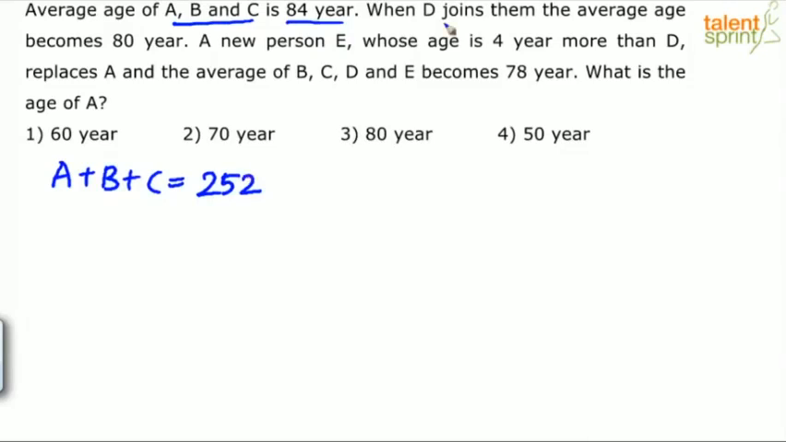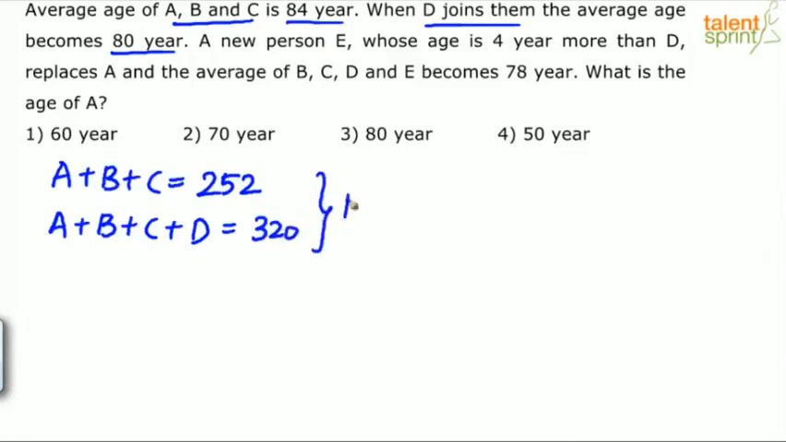Next, when D joins whom? The first 3 persons, A, B, and C. The average age becomes 80 years. So basically for 4 persons, A, B, C, and D, the average age is 80 years. So A plus B plus C plus D. What will be the sum? 80 into 4. Yes or no? The sum of the values is equal to average into number of values. So average is 80 into 4, 320. Now from these two, can you find out the age of D?